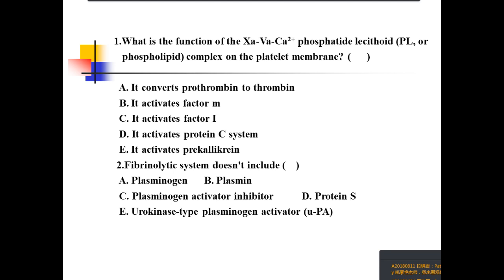Now the first, factor 5, factor 10. The complex is called the prothrombin activator. It converts prothrombin to thrombin. Remember?